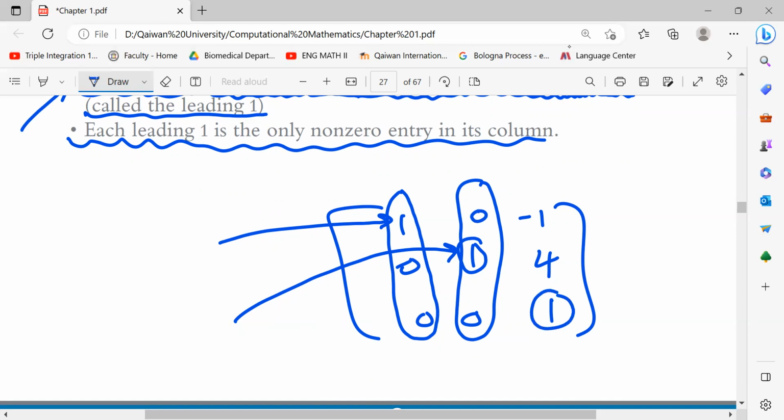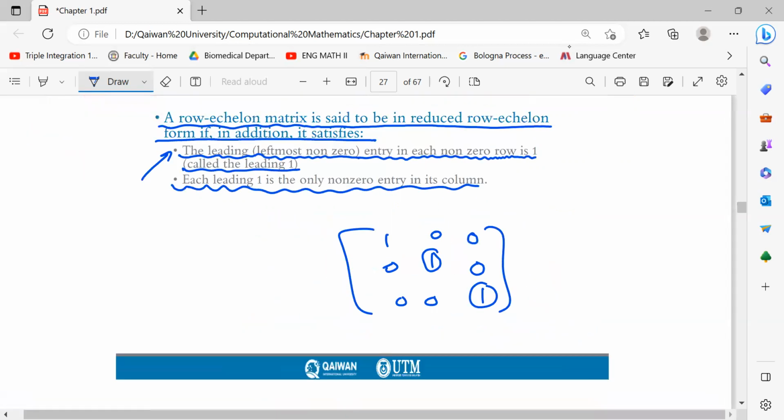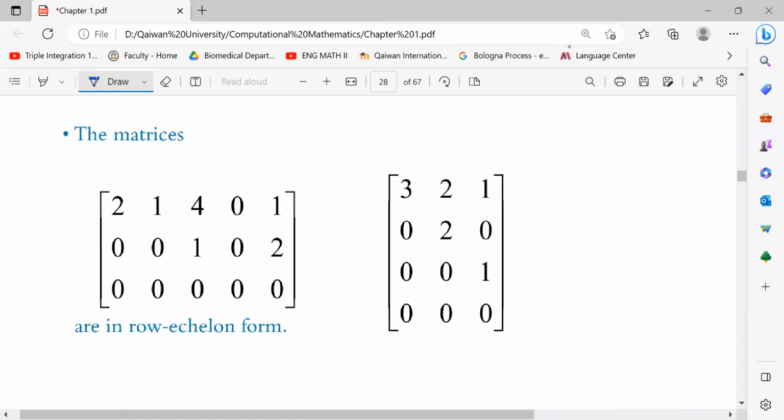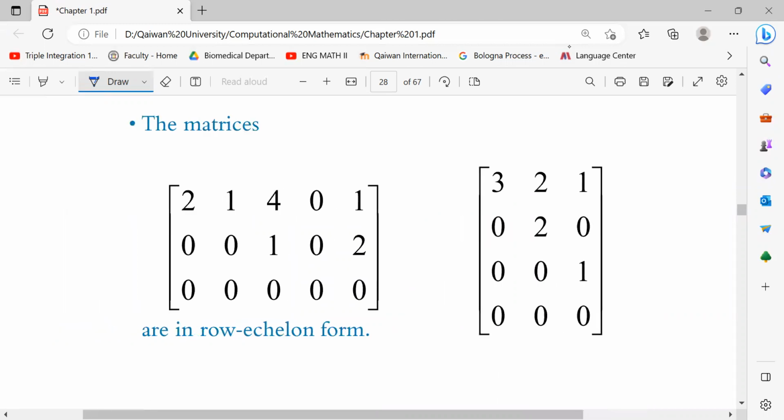This is a leading entry. In this column, we must have only this non-zero entry. We have these two non-zero entries, so these must be 0. Now, as you see, this is the matrix in reduced row echelon form. Here we have some examples, as you see. Let's only talk about row echelon form. For row echelon form, we don't have the last 2 extra conditions. Okay?